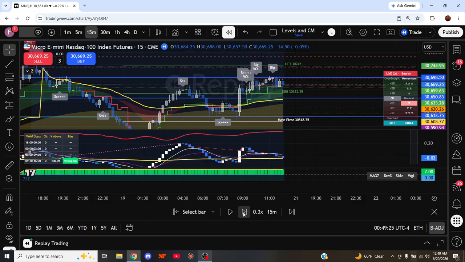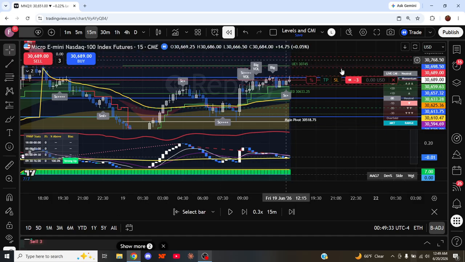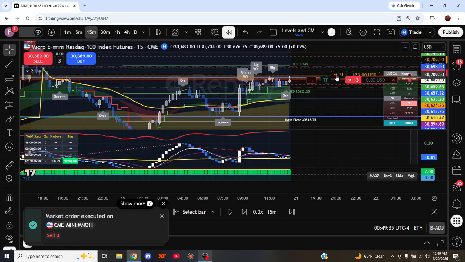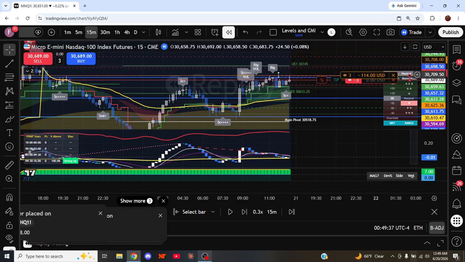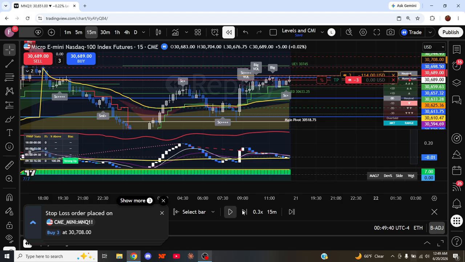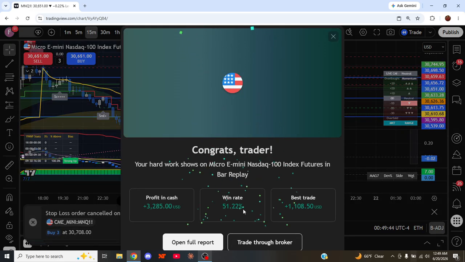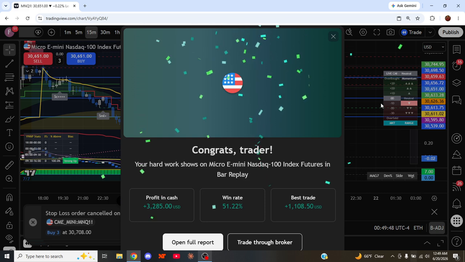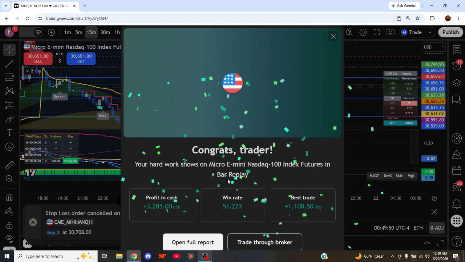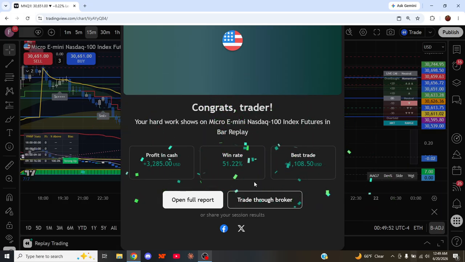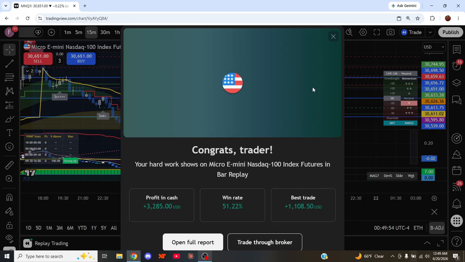Some nice sell signals here, but it's not a bad one. It's a decent entry because you get this double top here. Oh shit. Alright. Yeah, there you go. Profits 32. Win rate 51%.